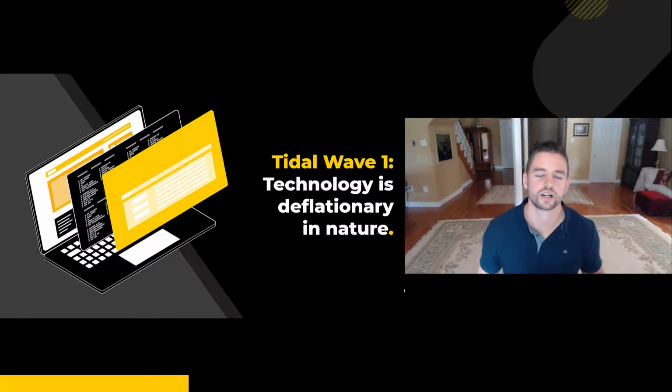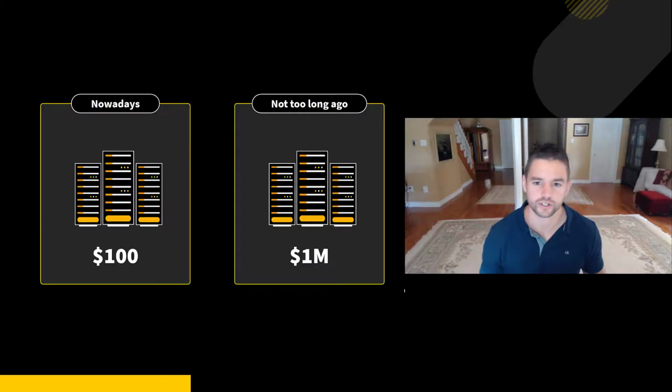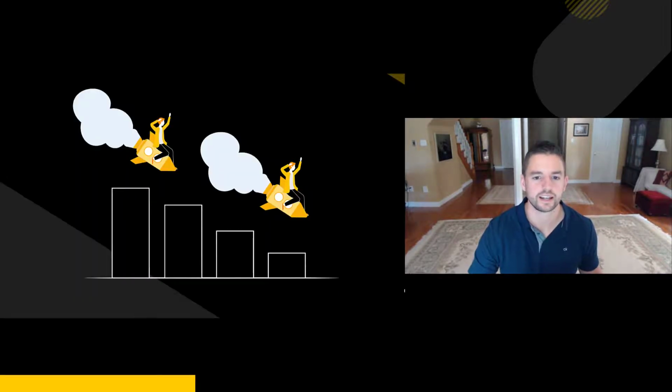And so the first tidal wave we're going to go through is really the fact that technology is deflationary in nature. Think about this. You're now paying less for internet than you were 20 years ago. You can now get a 1 terabyte hard drive for under $100 when that kind of space used to cost more than $1 million not too long ago. In every industry, especially in technology, it's a race to the bottom. High profit margins attract competition like moths to a light.